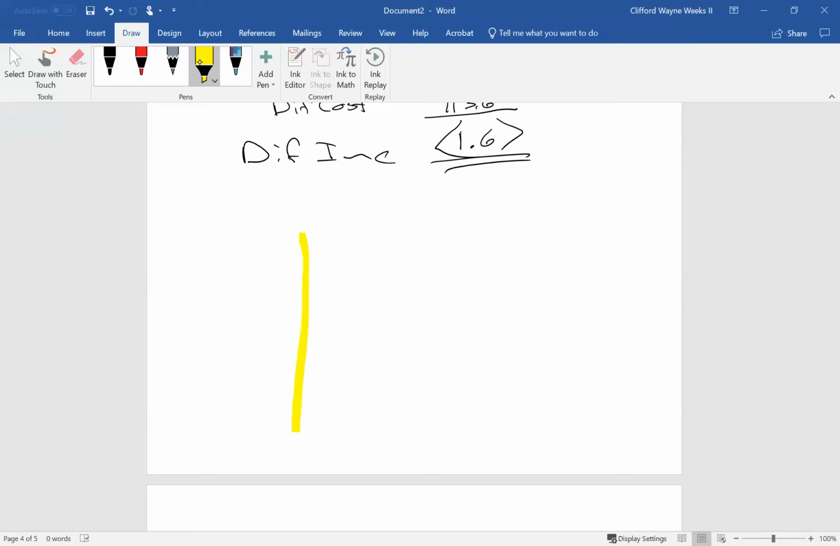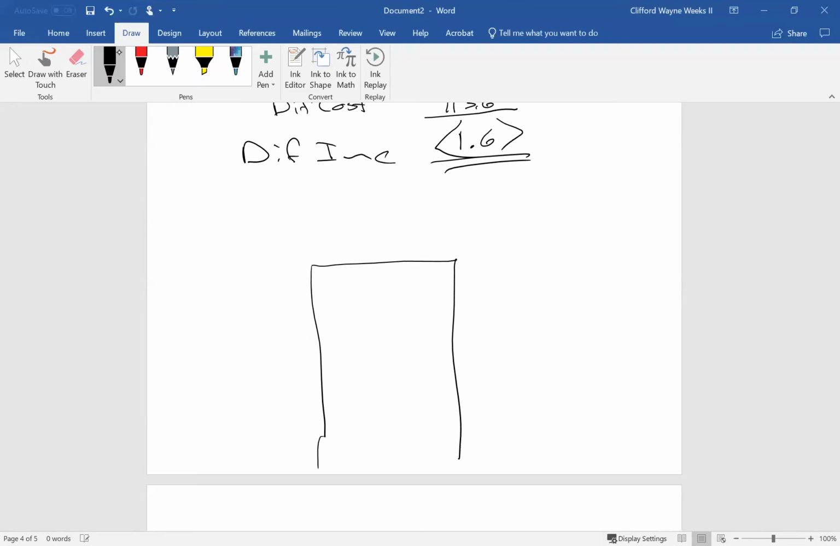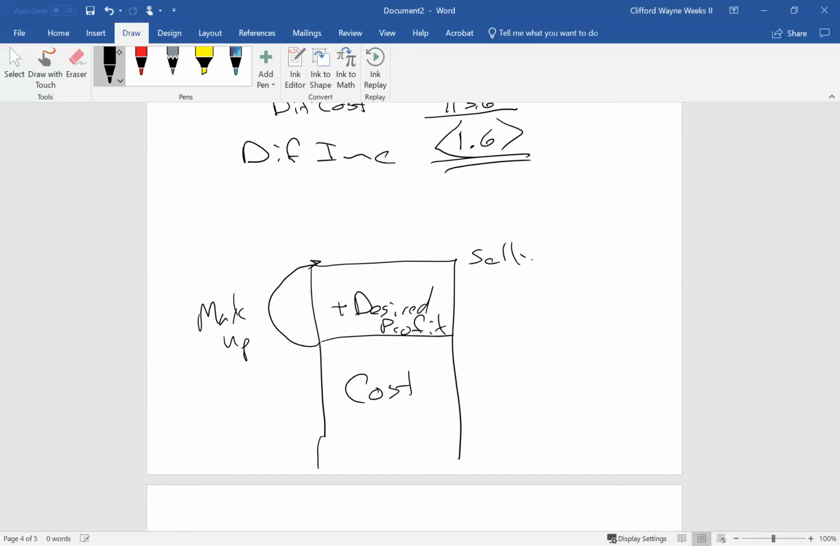A cost plus basically says, oops, yellow. Cost plus is basically saying, you have your costs, and you're going to add to it your desired profit. And so you're going to mark something up to the selling price. And so really there are 3 different ways to look at this, and it's really looking at the costs.